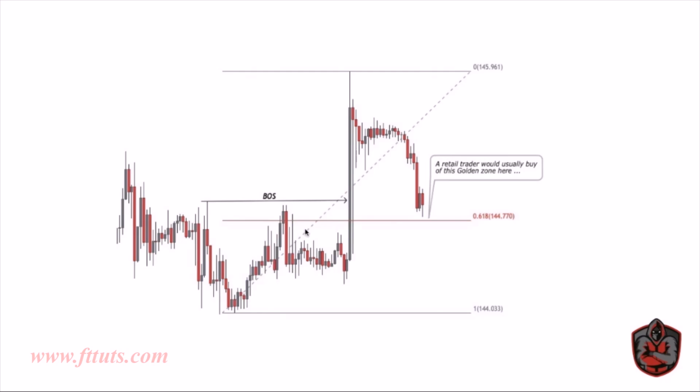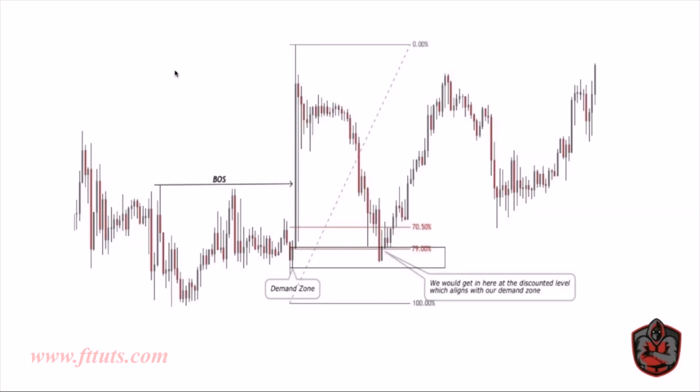Fib levels. So as we can see here, price created an impulsive move, right? Now, as a retail trader, when there's an impulsive move like this, you'll usually fib up the swing low to the swing high and look to buy off the 618 level. Now, look at the 618 level and let's see what happens.